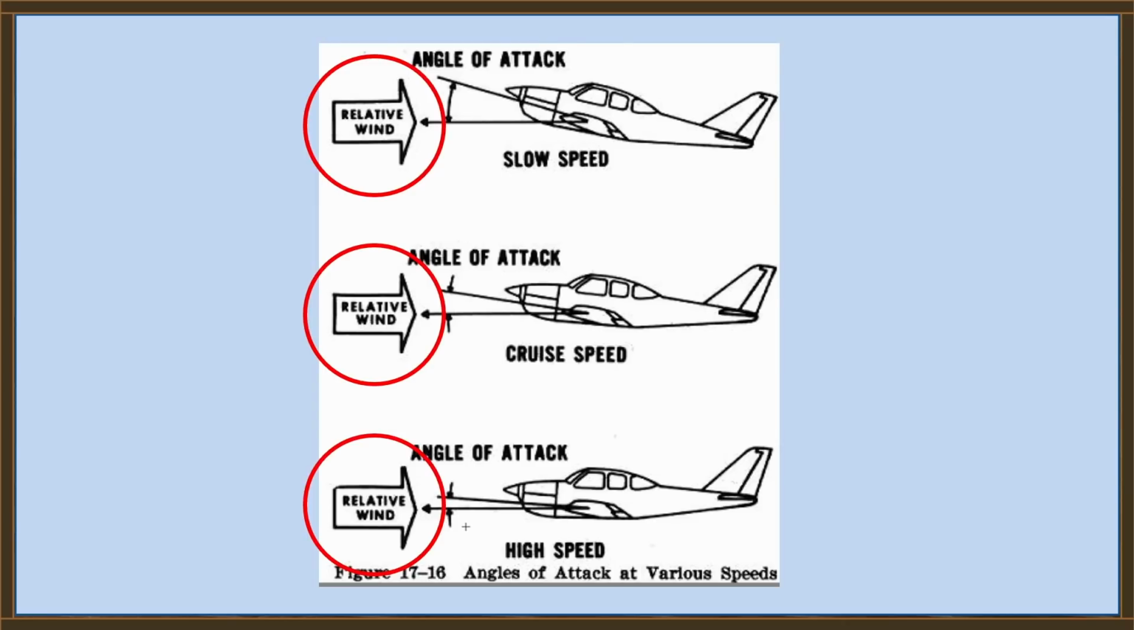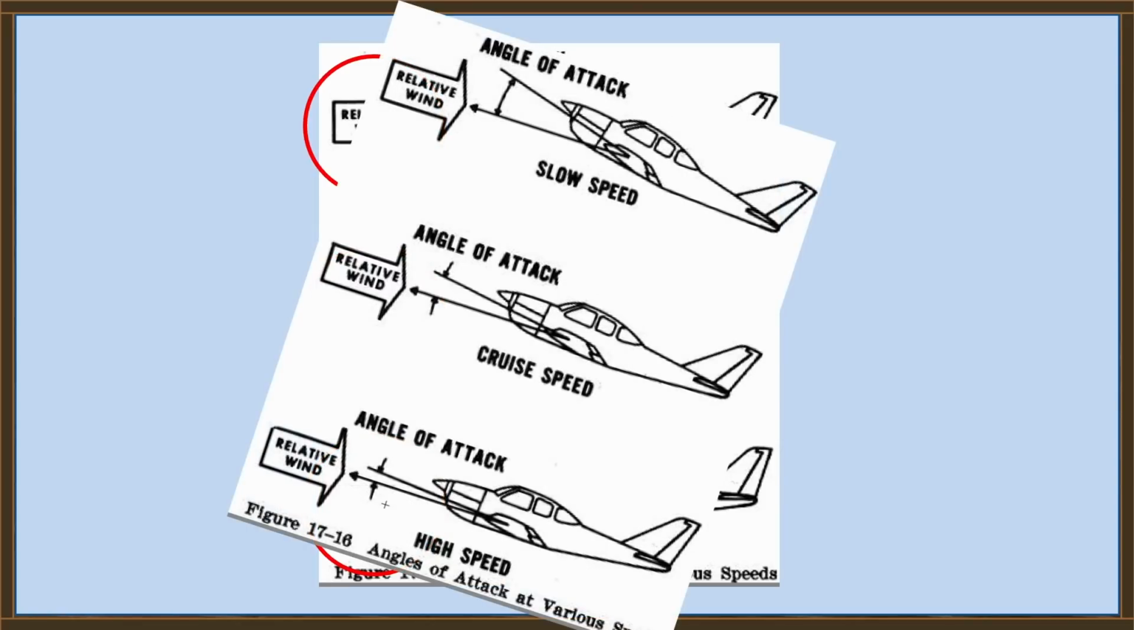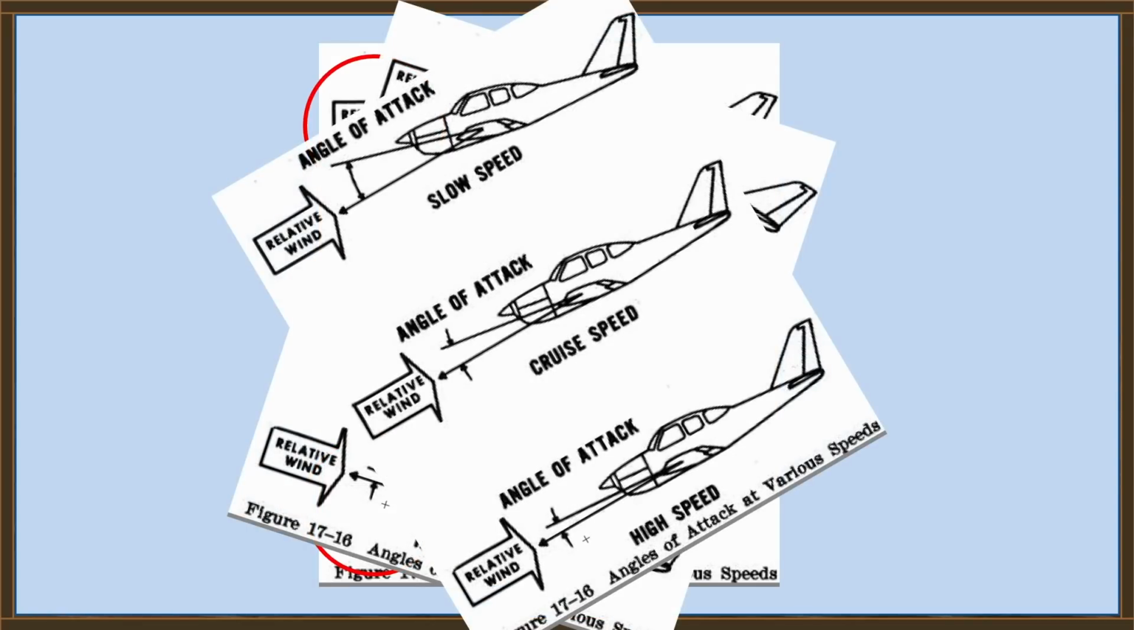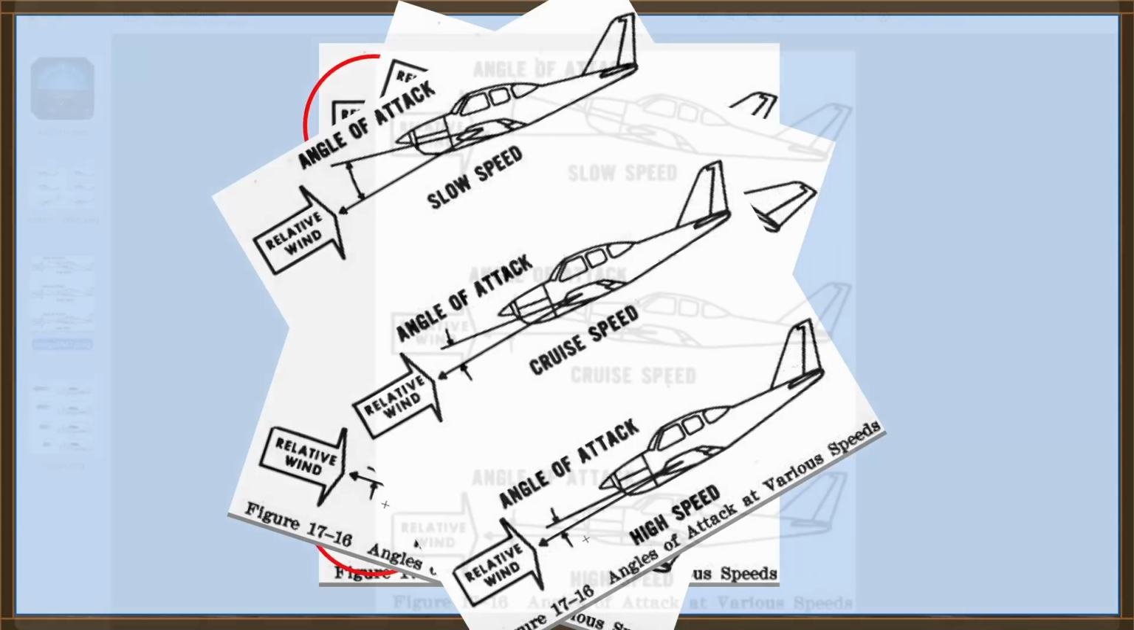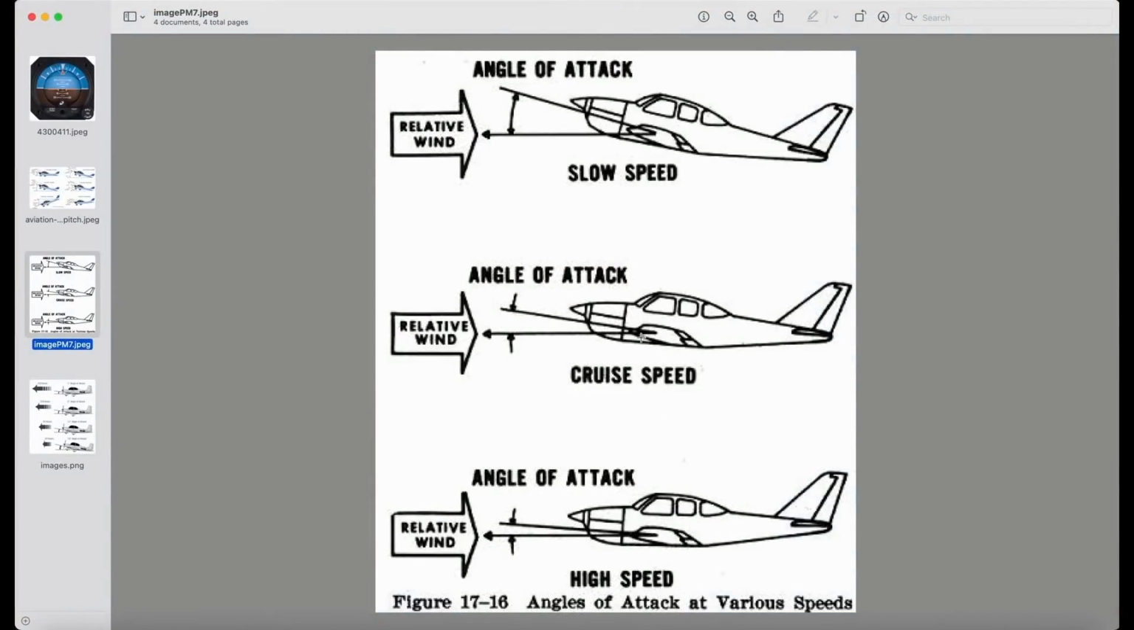Just because they drew it horizontally on the piece of paper doesn't mean that's the direction the airplane's traveling. The airplane could be traveling in that direction, or that direction. For that matter, the airplane could be traveling in any direction and still have a positive angle of attack. That's the way it works. And this is the angle of attack, right? Cruise speed is moderate, slow speed is high, and high speed then will be a shallow angle of attack.